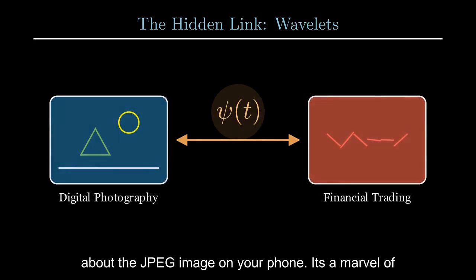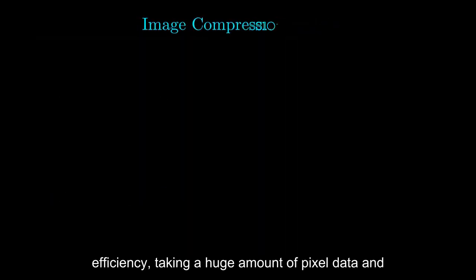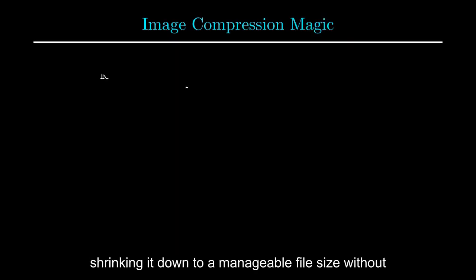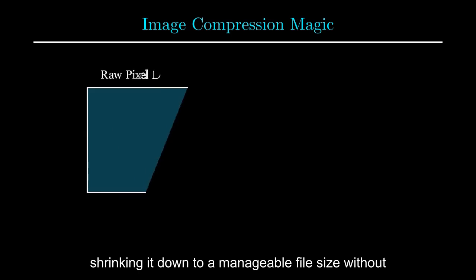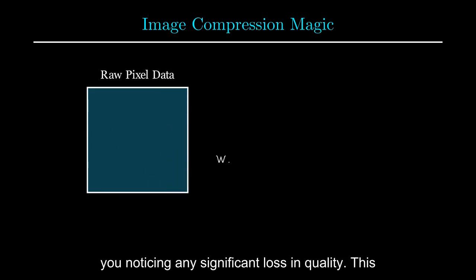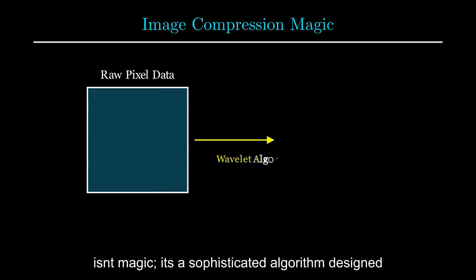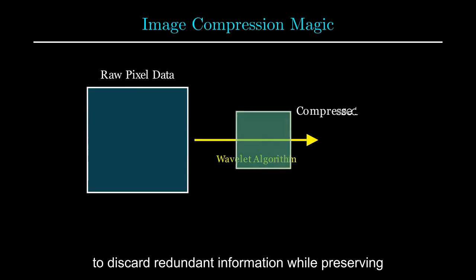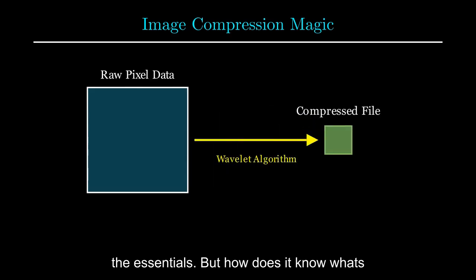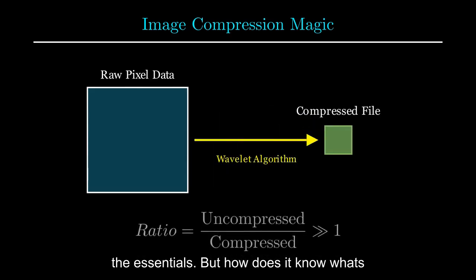Think about the JPEG image on your phone. It's a marvel of efficiency, taking a huge amount of pixel data and shrinking it down to a manageable file size without you noticing any significant loss in quality. This isn't magic, it's a sophisticated algorithm designed to discard redundant information while preserving the essentials. But how does it know what's essential?